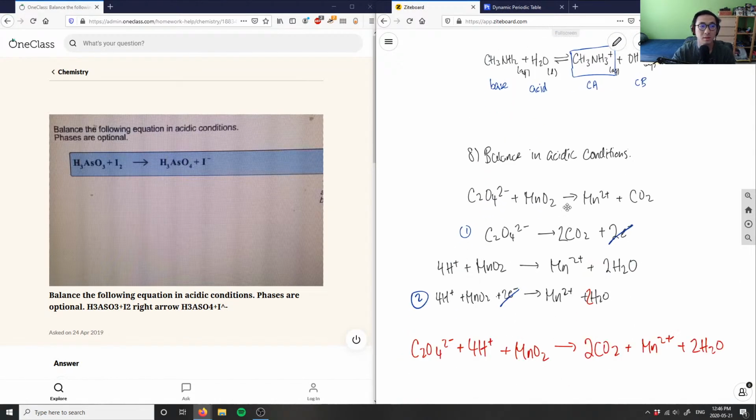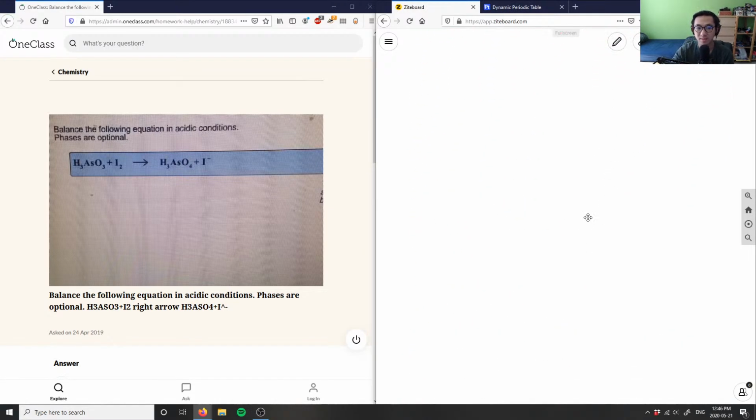That was number 8. Number 9 is asking kind of the exact same problem. This is also asking to balance an equation in acidic conditions. So let me write this down. Balance in acidic conditions.